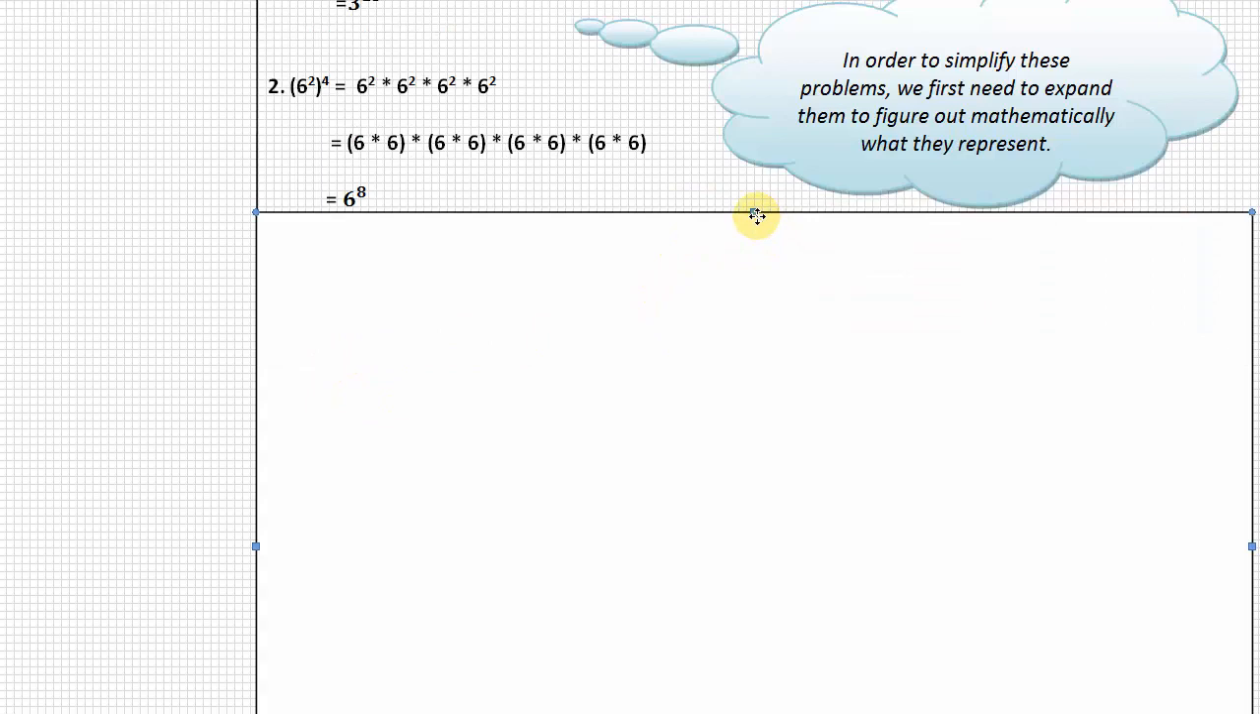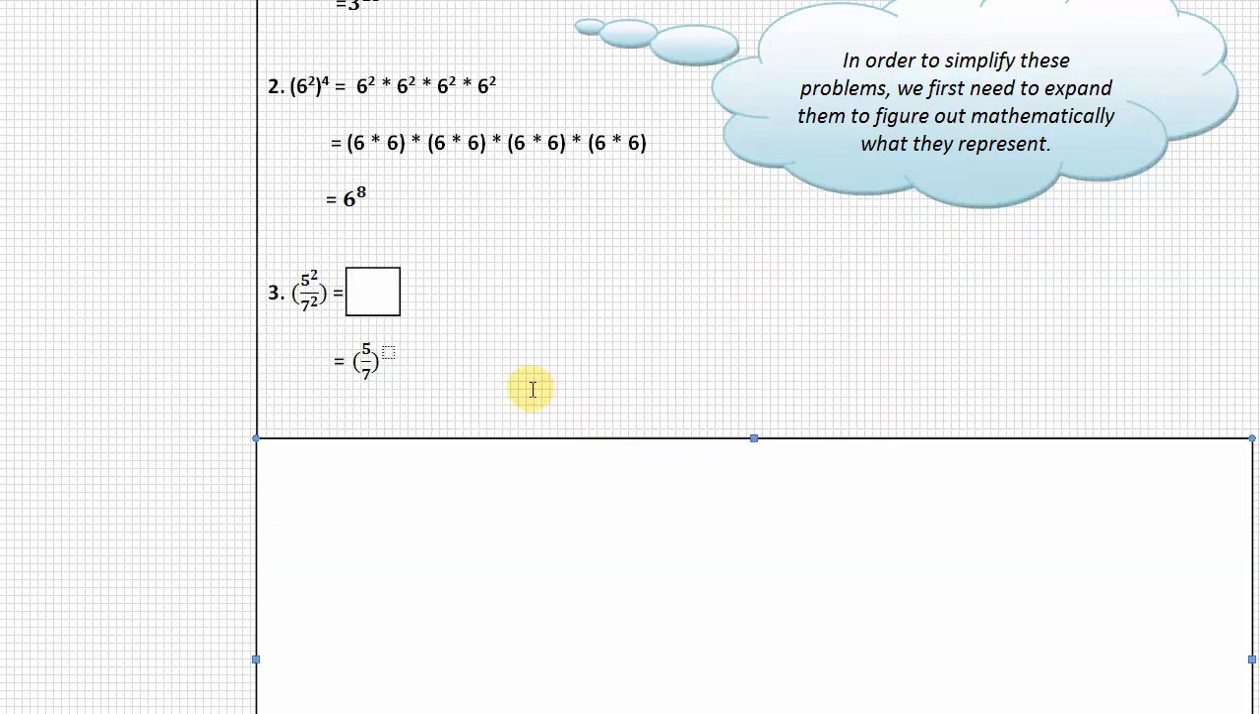Let's try another one. This one looks a little different. I've raised the challenge up a little bit to show us that we can do this with numbers written as fractions as well. So we have 5 to the second power in our numerator and 7 to the second power in our denominator.